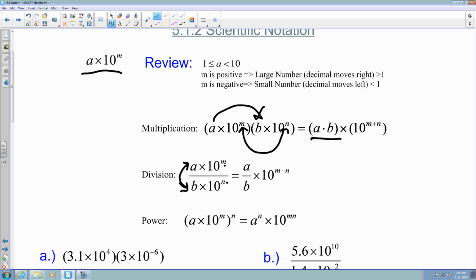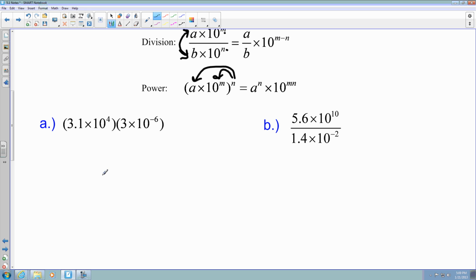And then my power of a power property: say I have a times 10 to the m power, all to the n. That means I'm going to attach my n power to both these values. I'm going to take a to the n, then multiply times 10 to the m times n power. I'm going to multiply those exponents. So let's take a look at examples.